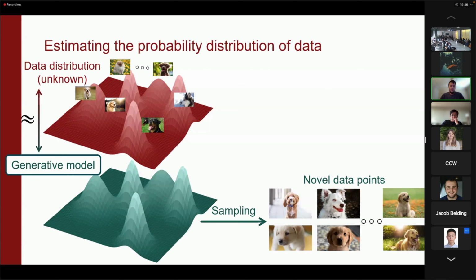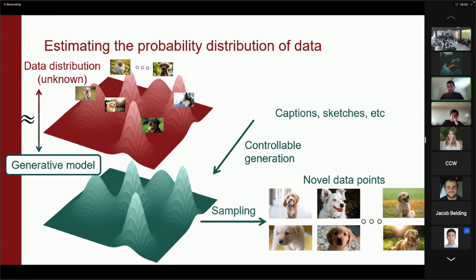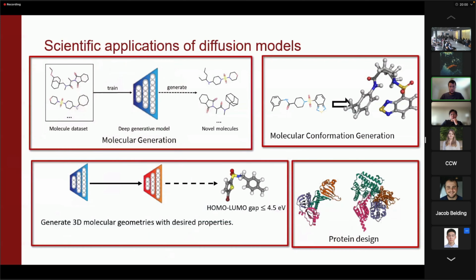And especially what we really care about is controllable generation. We want to be able to control the generative process through captions, sketches, and so forth. And of course, this idea is pretty powerful. Once you have a system that can start from a dataset of objects you like and learn a probability distribution over this dataset, then you can use it to sample, to generate new objects that have the desired properties, that have the right structures.